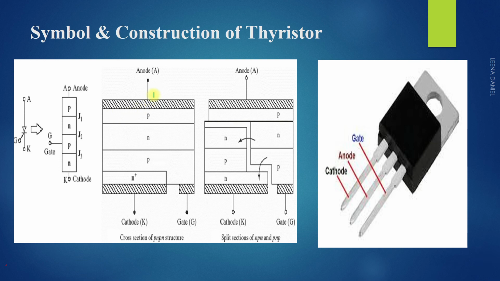This is the cross section of the PNPN structure. It has alternate layers of P and N. Here the N layer is notched into this last P layer, and this makes the gate cathode terminal. In this P layer, the gate terminal is provided near to the cathode. So the gate terminal is brought out from this P layer.